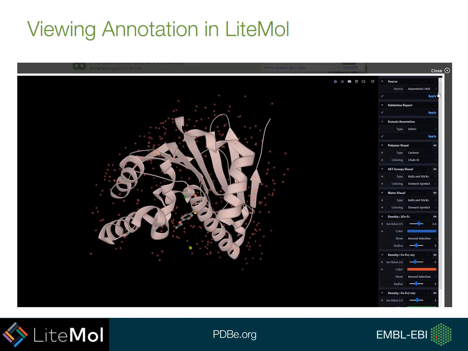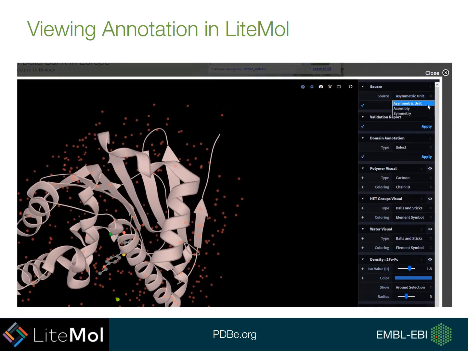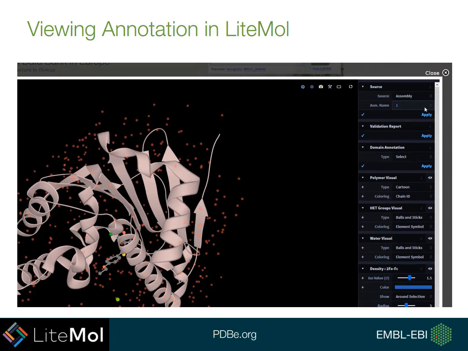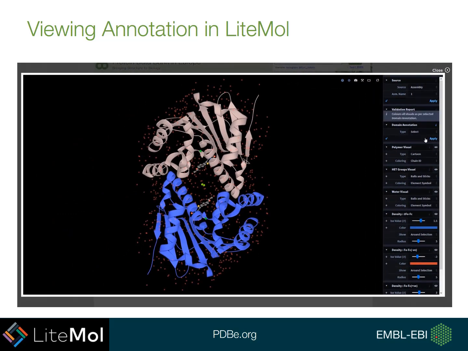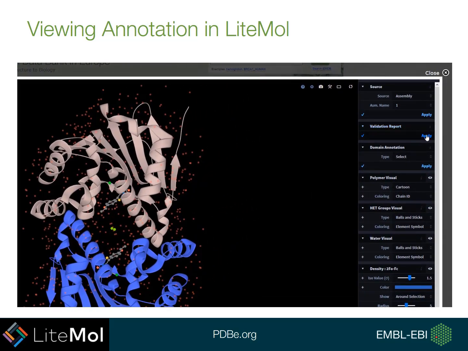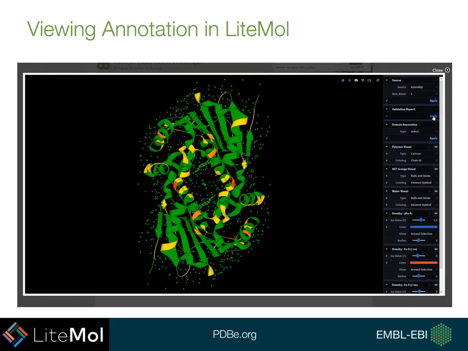Here's a quick video showing you how you can view some of these annotations. If you want to look at the assembly, you go to Source and select Assembly, and then click Apply, and this will apply that assembly to your structure. So now what you're seeing, rather than the asymmetric unit, is the actual annotated assembly and a better representation of what's there. You can also apply the validation report by clicking Apply here on the right, and this will color the structure by the validation report.